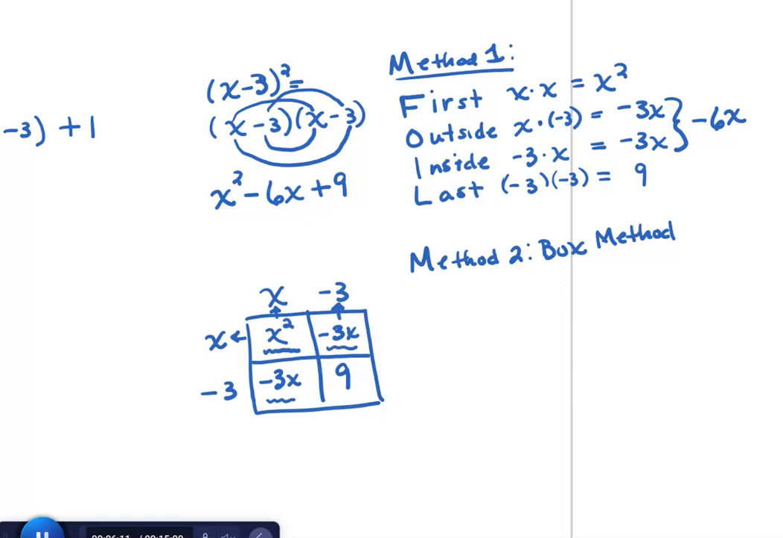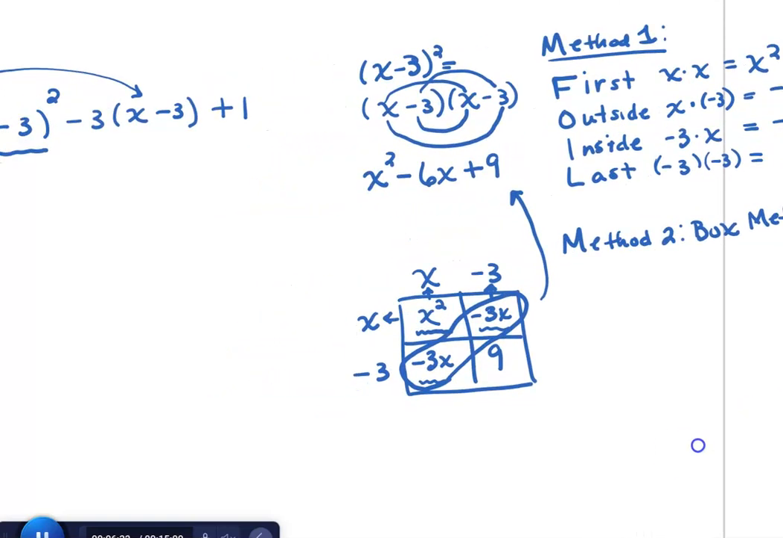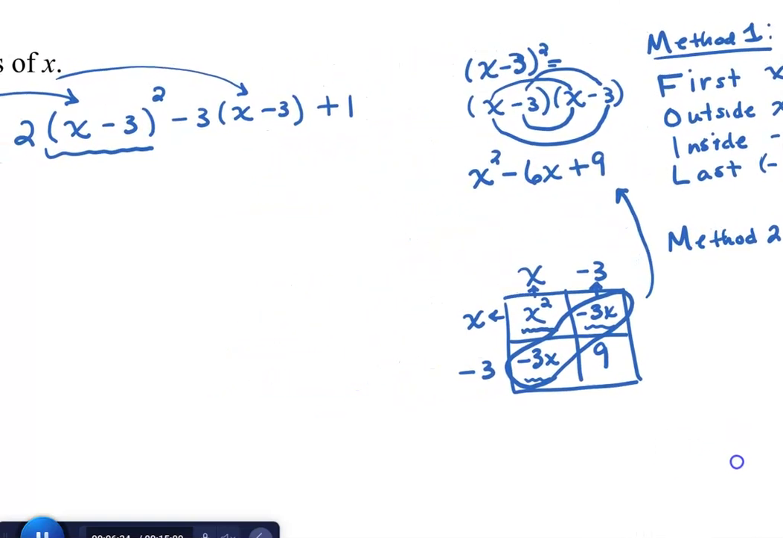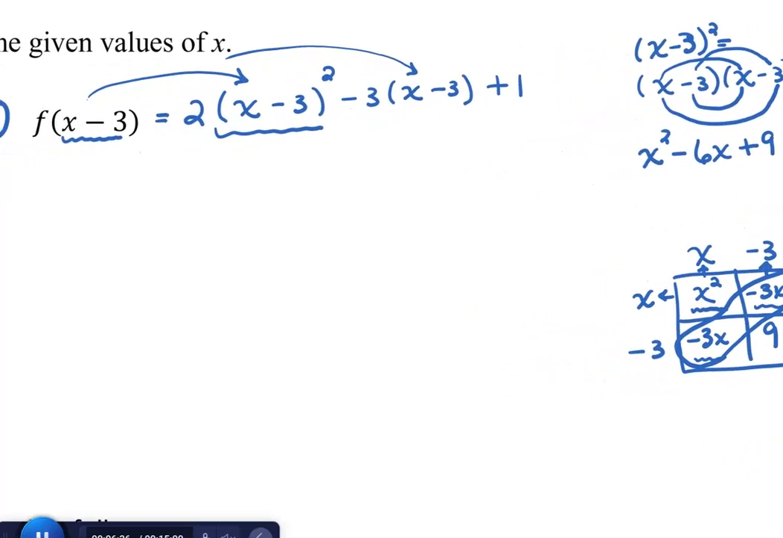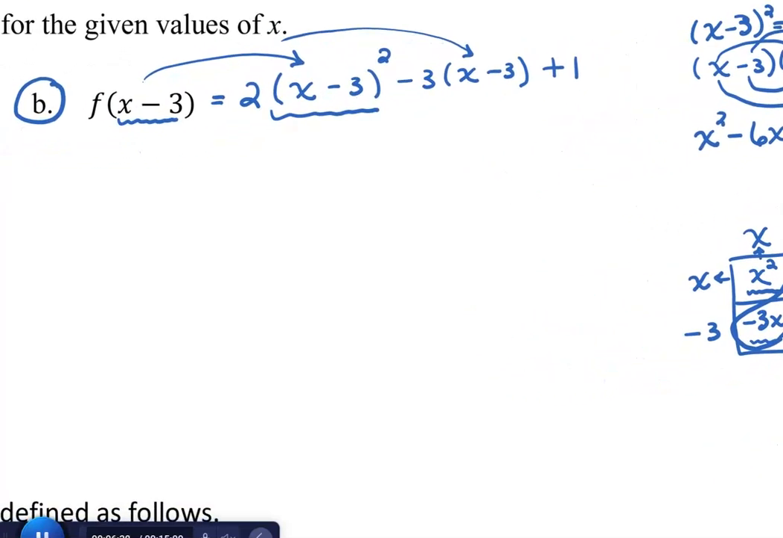And if you'll notice, a lot of times, not every time, but a lot of times, the diagonal is where you'll find your like terms. And if we combine negative 3x and negative 3x, we get negative 6x, and we'll wind up with the same answer we got using FOIL. It doesn't matter what method you use. I want you to pick the method that makes the most sense to you. All right, so back to our original problem, and then we'll stop the video. Sorry, this one is a little long.